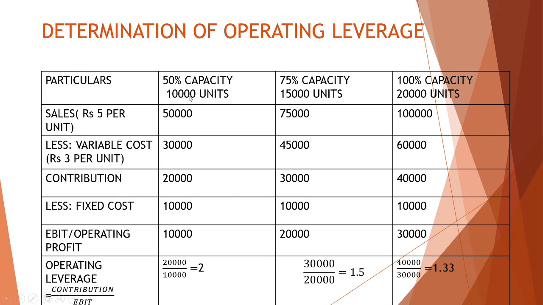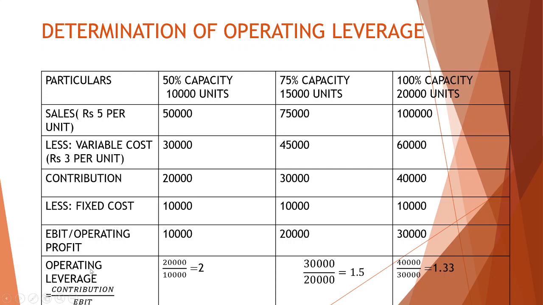So, first case, 50% capacity, we have 10,000 units. The sales is equal to 10,000 units into rupees 5 per unit. Selling price is 5 rupees per unit. So, 50,000 amount, less variable cost. Variable cost is rupees 3 per unit. So, 10,000 units into rupees 3, 30,000 rupees. So, contribution is equal to 50,000 minus 30,000, 20,000 rupees. Less fixed cost. Fixed cost is 10,000. So the EBIT or operating profit is equal to 10,000 rupees.